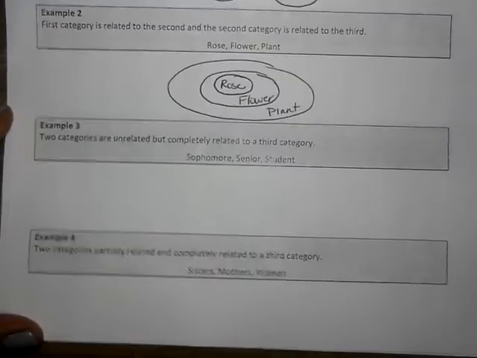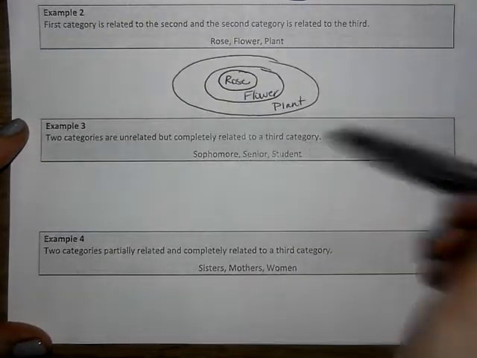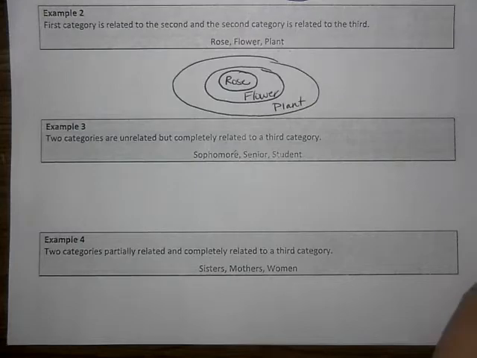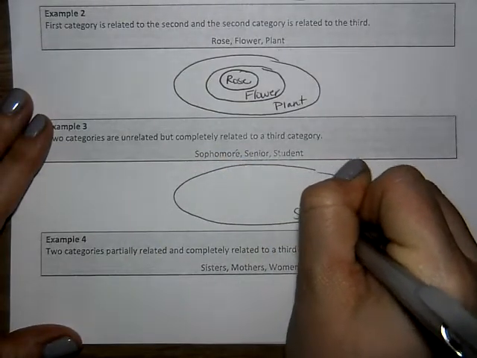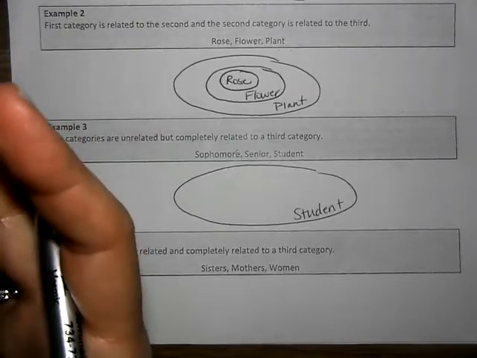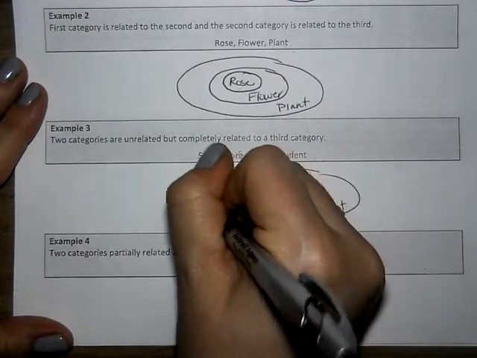Example 3. 2 categories are unrelated, but completely related to the third category. So sophomore, senior, student. Thinking about the big category there, that would be student. So that's where we would want to start with our big category. And then we have these other 2 subcategories, which are sophomores and seniors. Both of those categories are students, so they should be within that big oval, but sophomores and seniors don't relate to each other. So those would be separate categories within our large category of students.